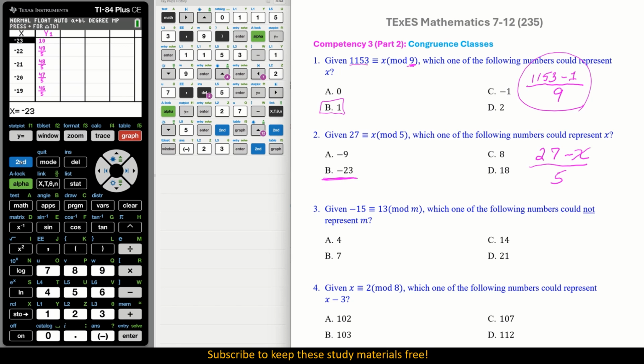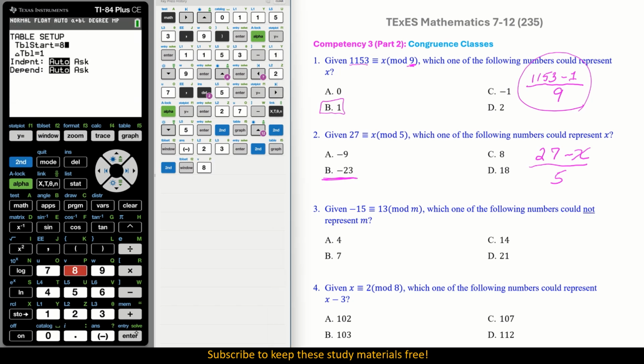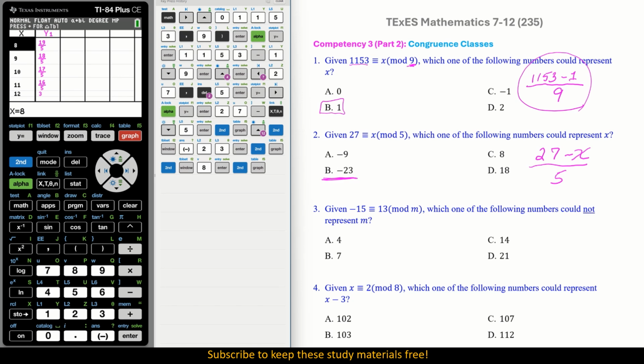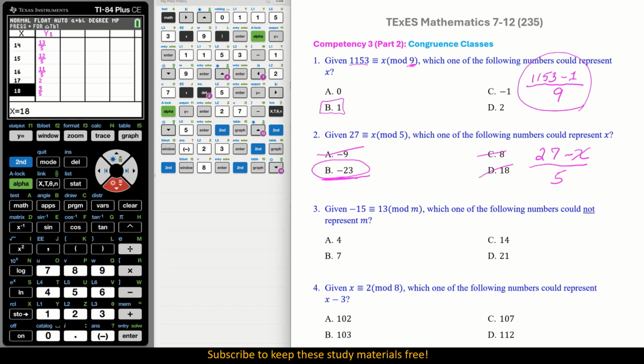So I'm going to go to the window now, and I'm going to put in number 8, okay? And we'll go back to that. Remember, second graph. Oh, 8's not going to work. So I know A's not going to work. C's not going to work. Let's try 18. I'm just going to arrow down real quick to 18. Oop, nope.